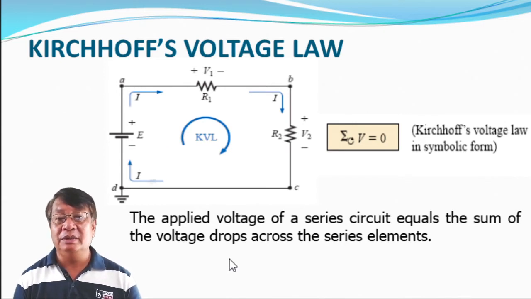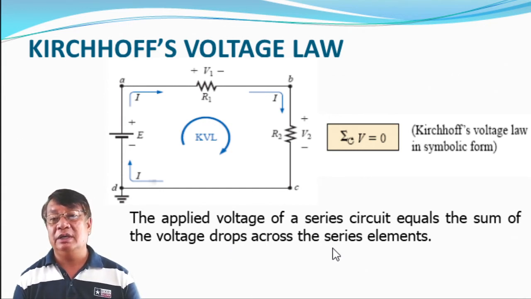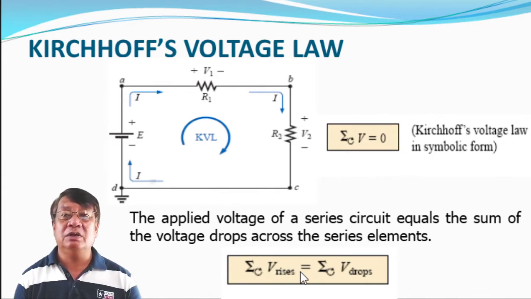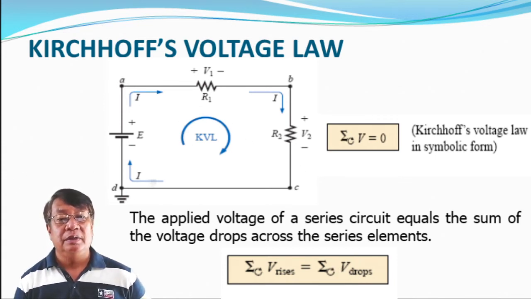So the applied voltage of a series circuit equals the sum of the voltage drops across the series elements. This is what we said a while ago, that the summation of the voltage rise, which is from any sources, is equal to the summation of the voltage drops in any of the circuit. That is Kirchhoff's voltage law.